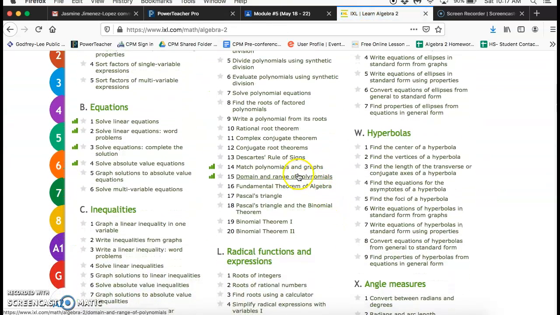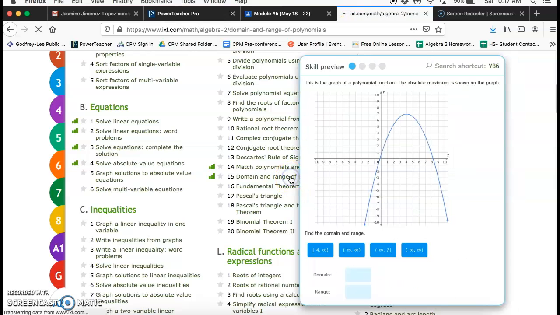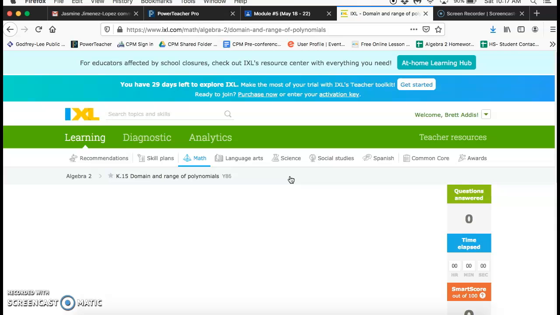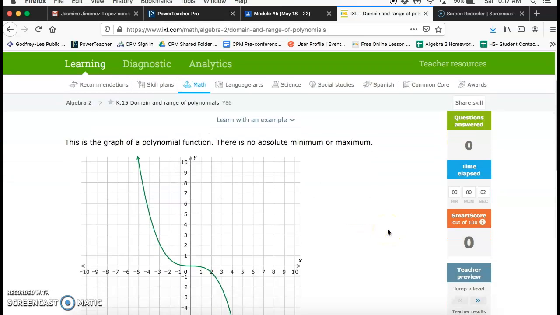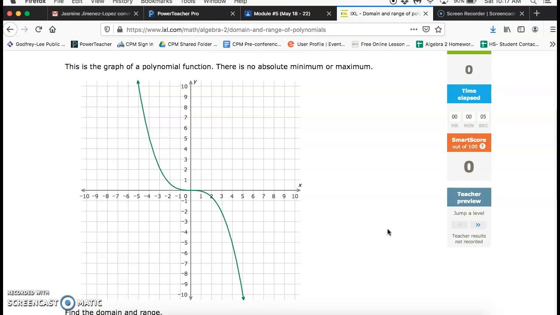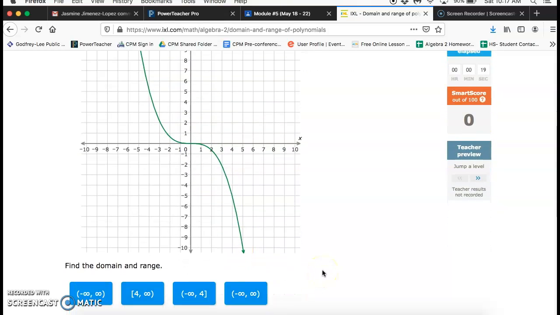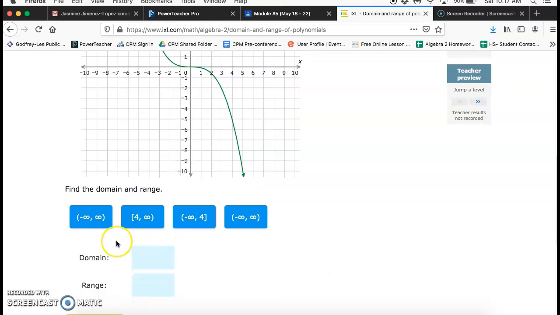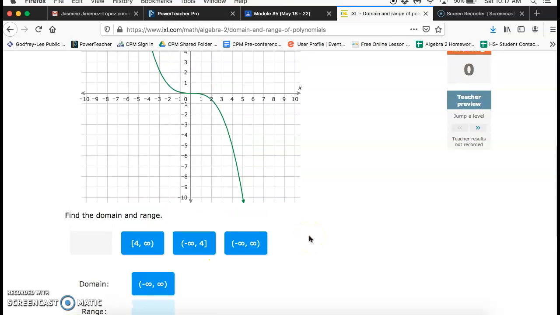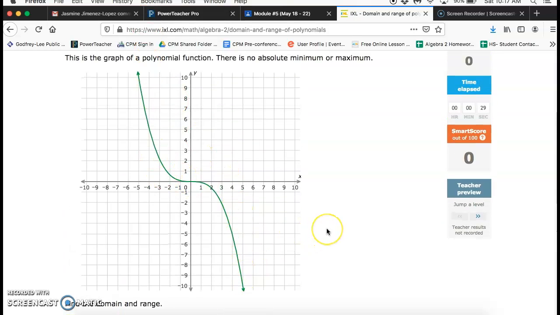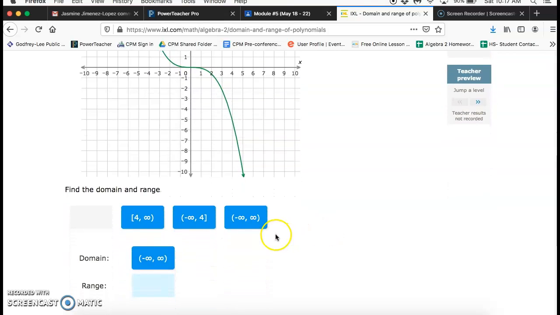K.15. Domain and range of polynomials. Now domain is left and right. So if I look at this polynomial, it doesn't ever have a leftmost point where it stops. It continues forever. It goes up, but it also goes left forever. And it goes down and right forever. So there's no boundary left and right. So the correct domain is negative infinity to infinity for left and right. It's actually the same for the range because it goes up forever and down forever. There's no minimum or maximum value.